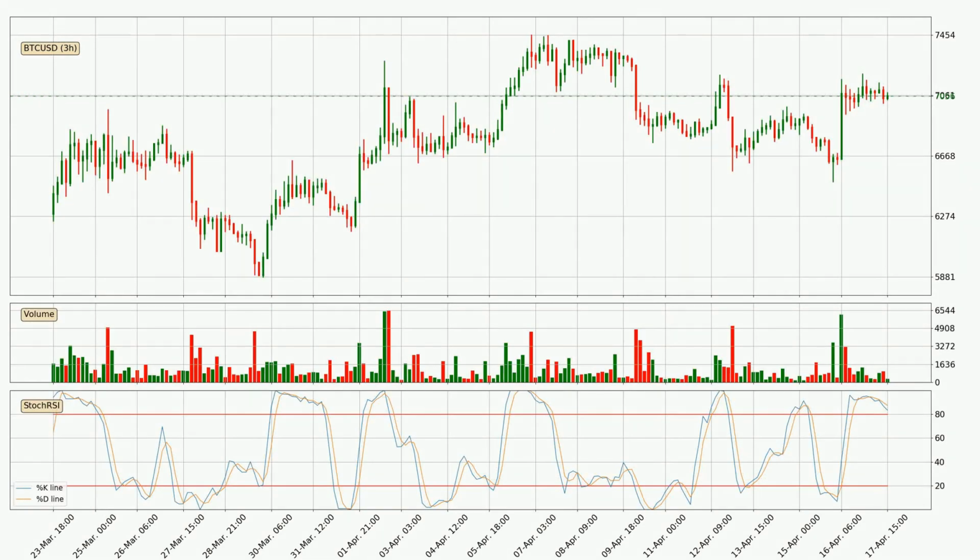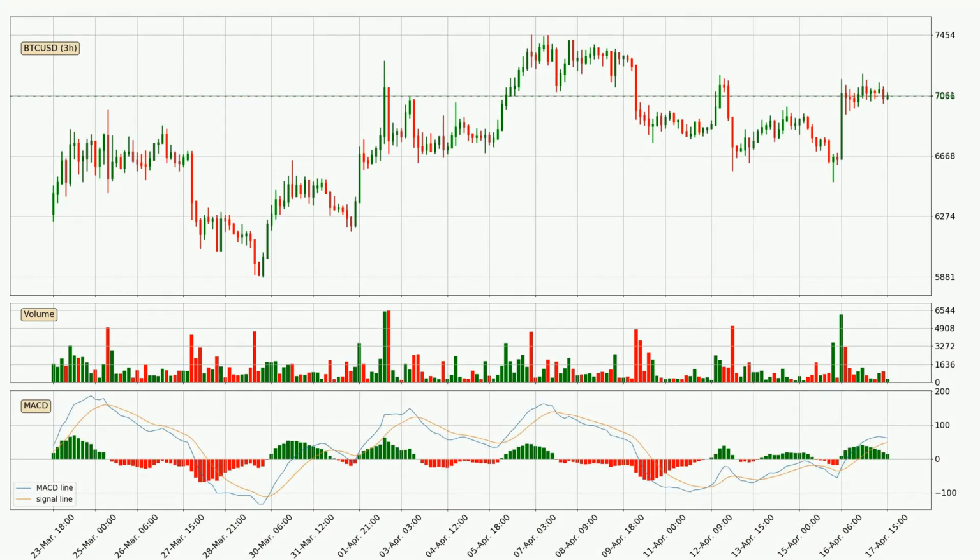Looking at the 3-hourly stochastic RSI, both the %K and %D lines are located in the higher region. This means that the price is high due to overbuying, and a change in the trend, or at least some kind of consolidation, can be expected. The K line is below the D line, which shows that the trend has shifted to the downside.